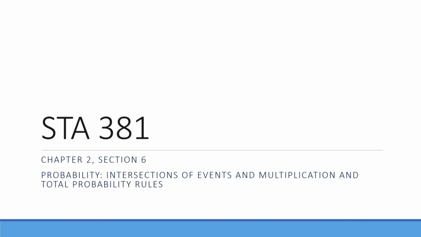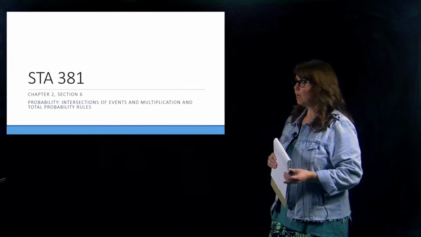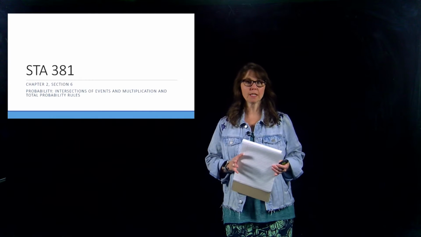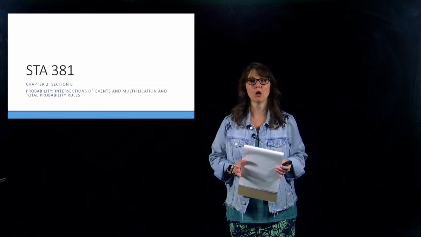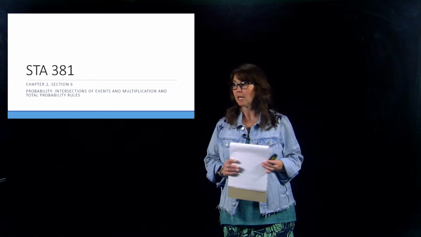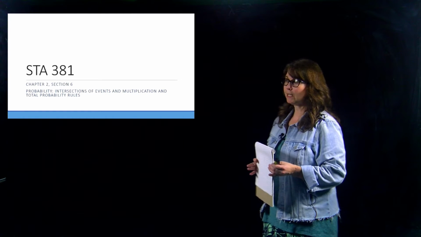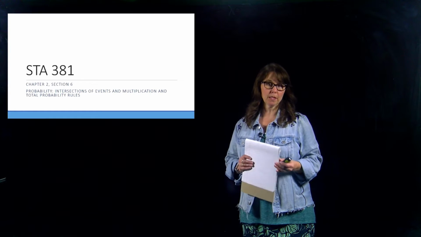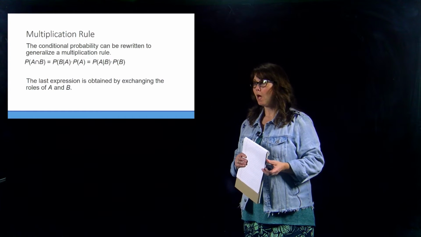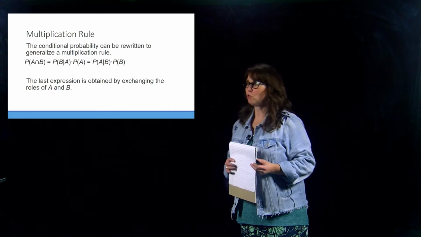This is STA 381, Chapter 2, Section 6. Okay, so we've been talking about different ways to find probabilities. Remember last time we talked about conditional probability. And so for this section, we will be looking at the intersection of events and multiplication and the total probability rules. Okay, so first of all, multiplication rule.